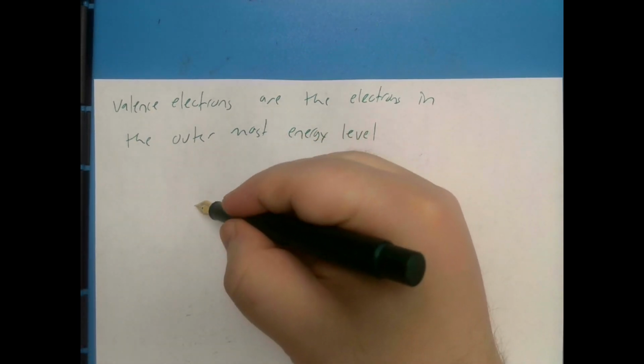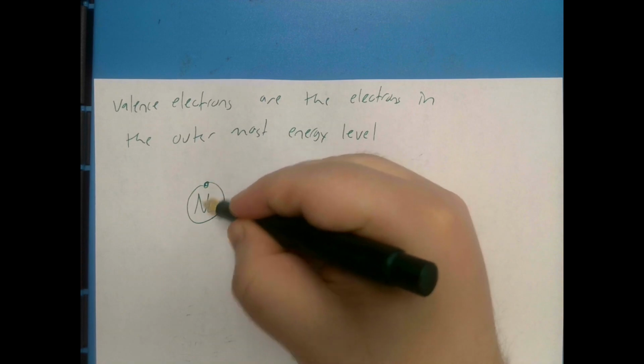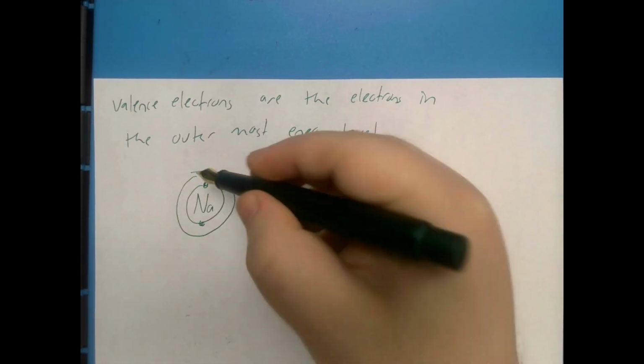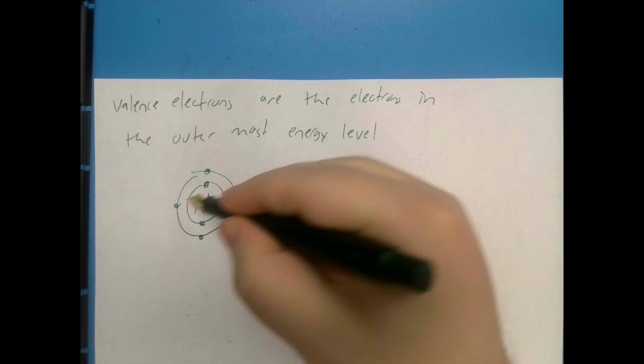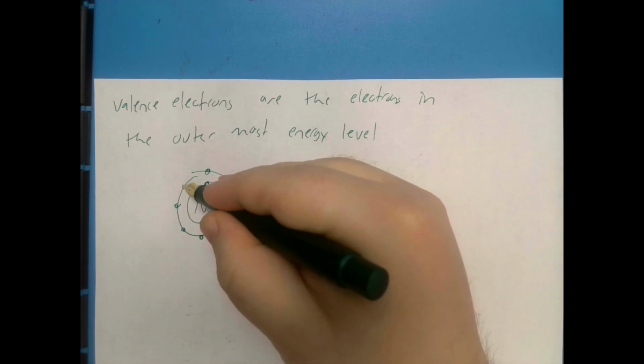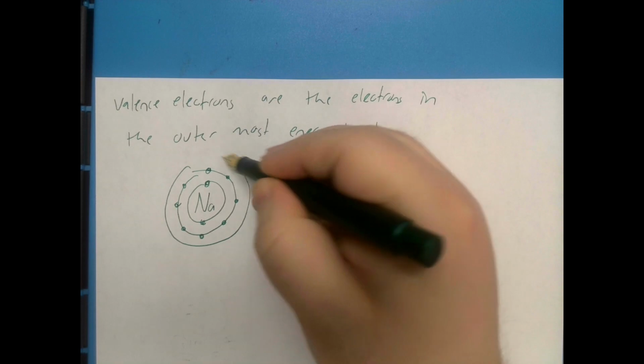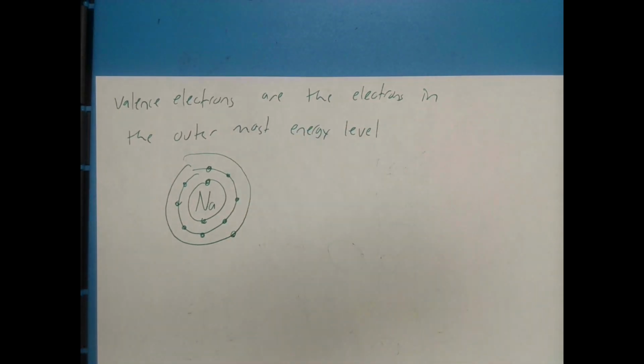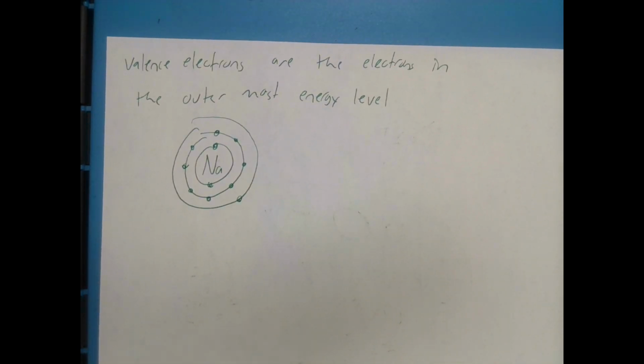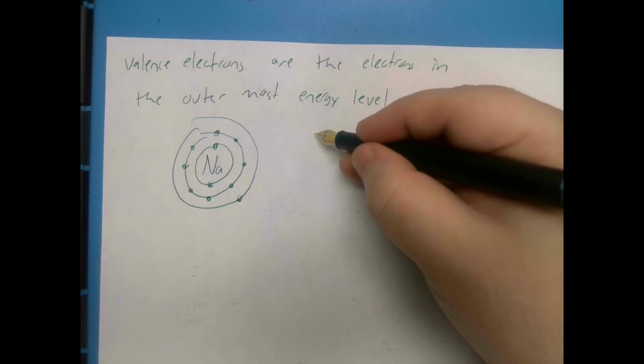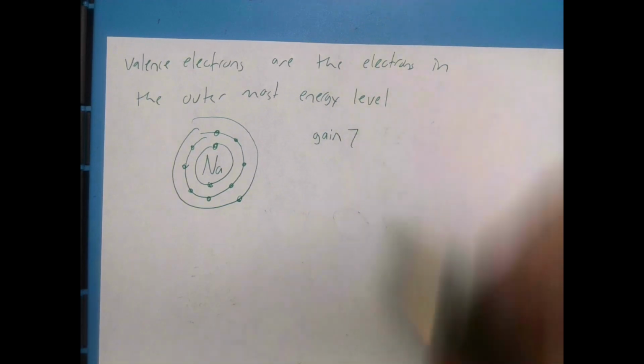So, let's look at sodium. Sodium is going to look like this. It's going to have 3 energy levels because it's in row 3. The outer one is only going to have 1. So it wants its outer level to have exactly 8. How can it do this? How can it get 8 on the outer one? Gain how many? So it can gain 7.